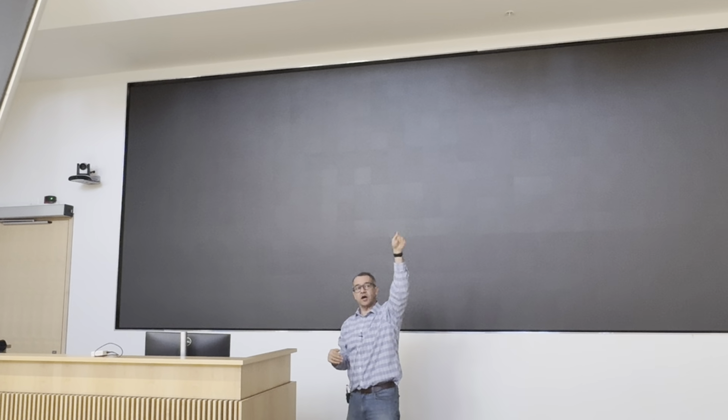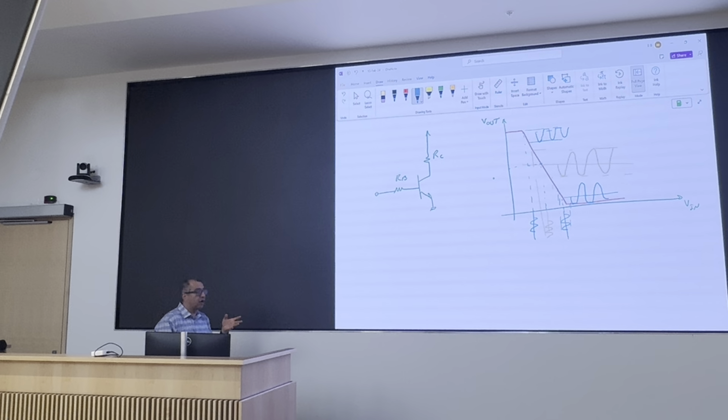You set IC for gain, power, and noise reasons, and you set VCE for swing reasons. Swing and other amplifier parameters will determine your bias points. But then the question is, how do I do that?